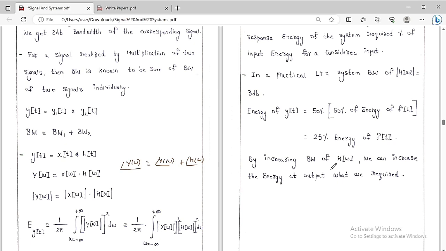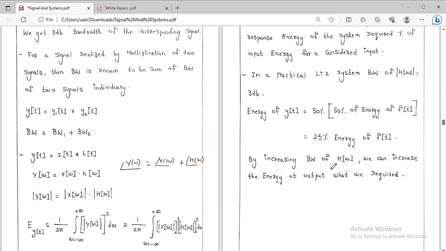And I have given that the energy in f of t is equal to the energy in F of omega. So mod of F of omega is equal to mod of f of t. The energy in the signal is the same in the time domain as well as the frequency domain. I have given different types of expressions also.